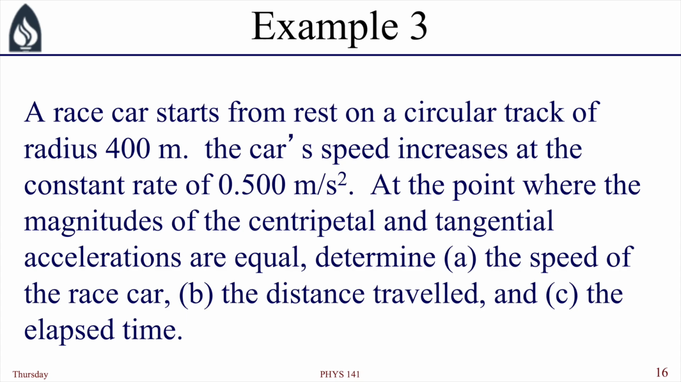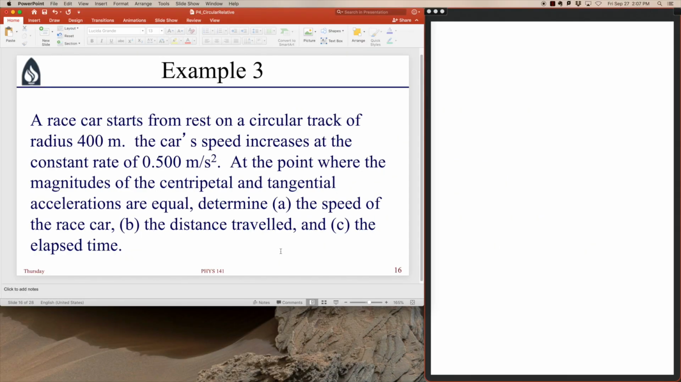All right, so let's first draw a picture of this problem. We have a car that's moving around a circular racetrack. So here is our racetrack, and here's the car that's moving around it. The racetrack has a radius, and I'll call that radius R, and R is 400 meters. The car's speed is increasing at a constant rate of 0.5 meters per second squared.